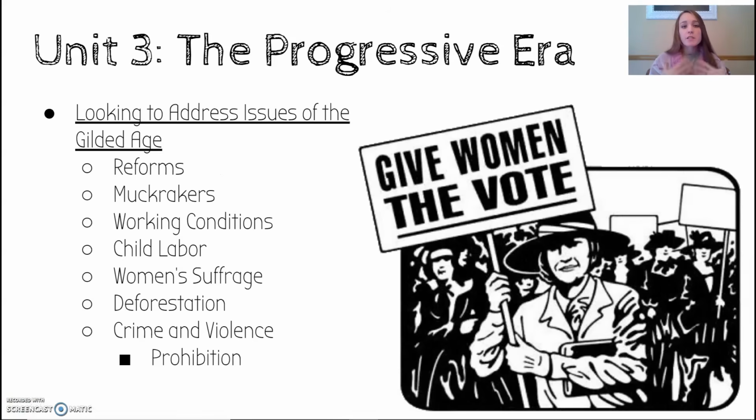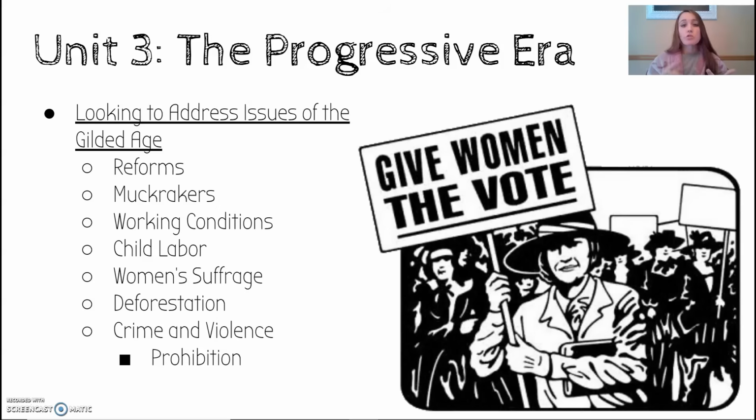So progressive means to move forward. And so after the Gilded Age, there are people who want to make changes, changing the issues of the Gilded Age. And so a reform is trying to make a change. The people who wanted to do this were called muckrakers, and that means literally like pulling muck or things that are dirty in society and bringing them to light. So you're raking up all of this dirtiness of society so people can see it.